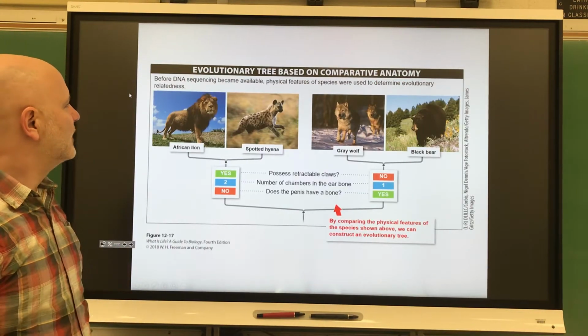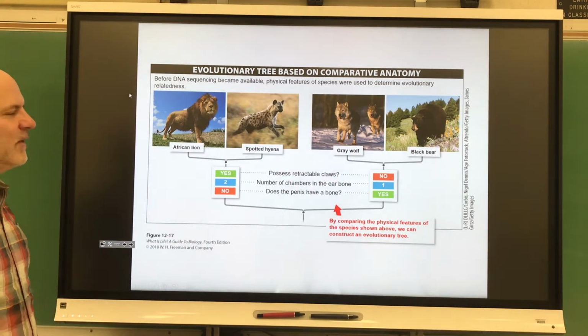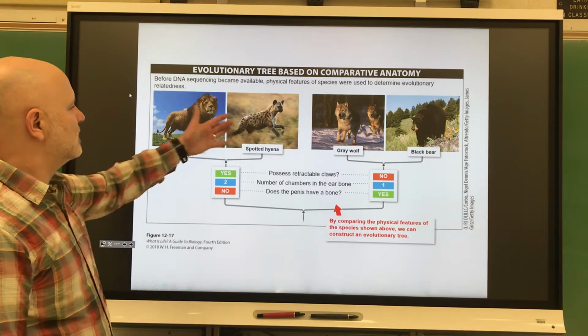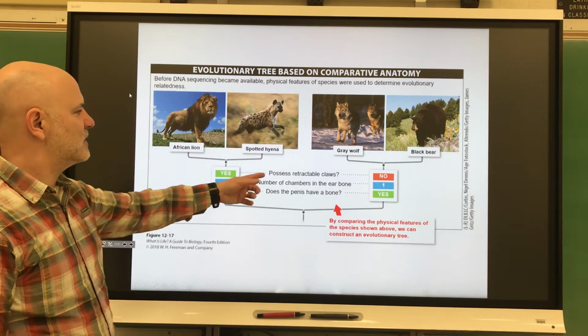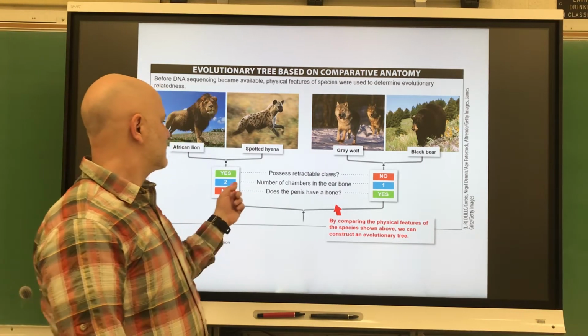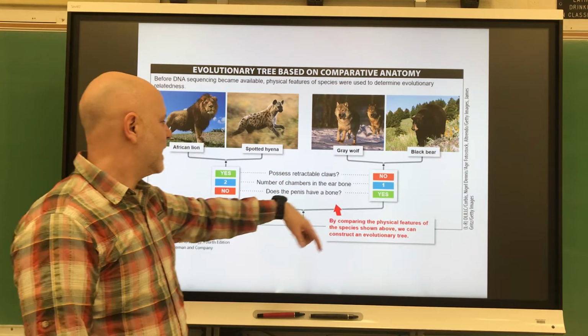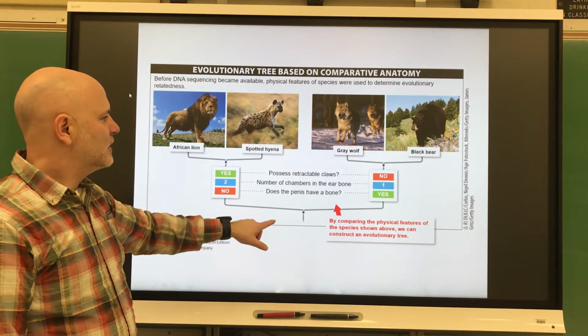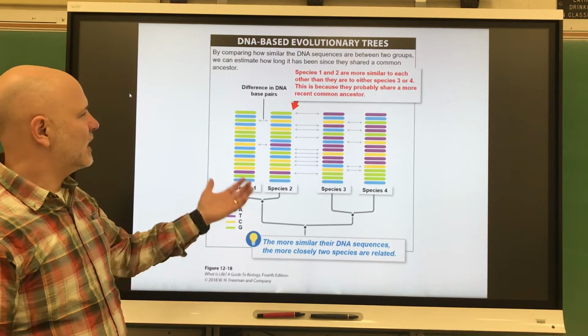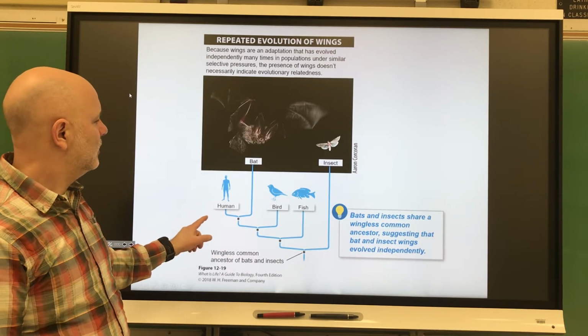Okay? This is a tree based upon comparative anatomy, right? Lions and hyenas are more closely related to each other because they both possess retractable claws, all right? And they also have two ear bones, where wolves and bears only have one, okay? And this is looking at it based on genetics there. So we're just going to move on here.